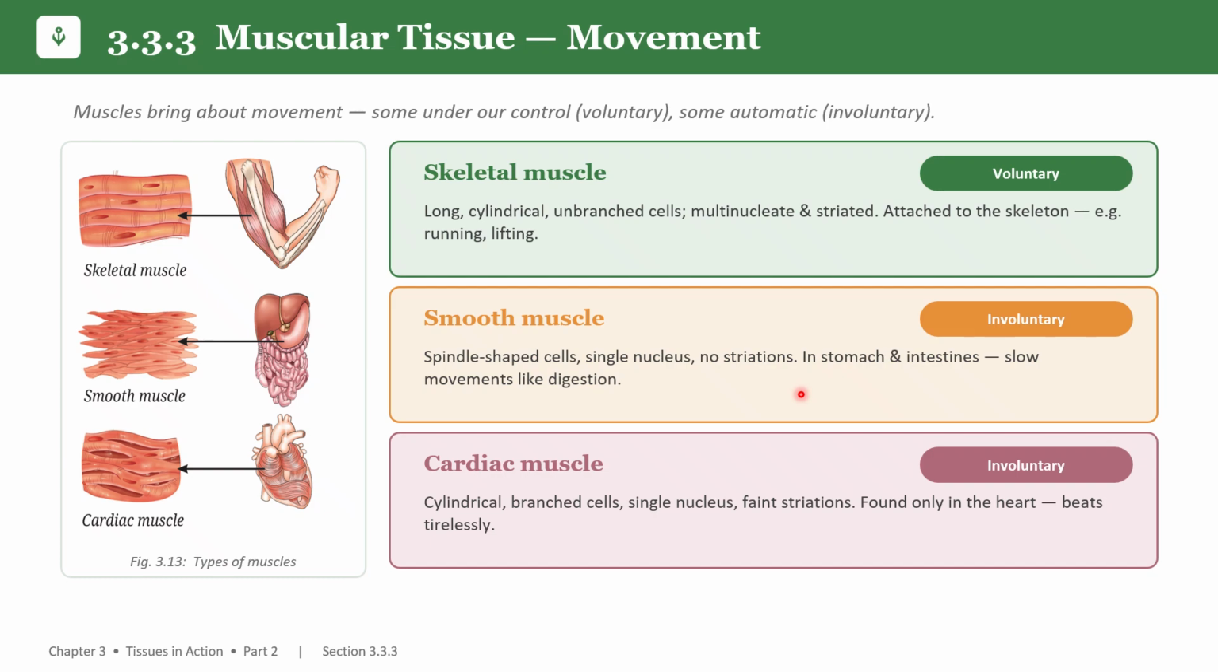And then cardiac muscle. They are found only in the heart. What are the features? They are branched cells, striated with faint striations, and have a single nucleus. It works continuously throughout our life without getting tired. Can you stop your heartbeat by thinking? Is it possible? No, right? Because cardiac muscles work involuntarily.